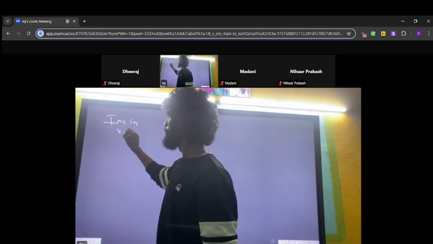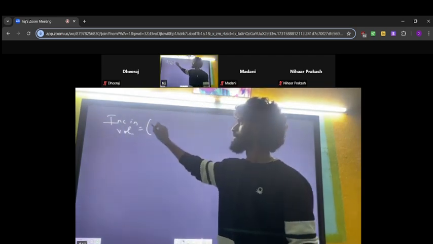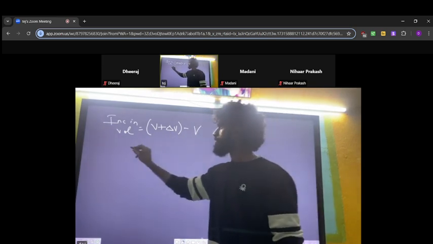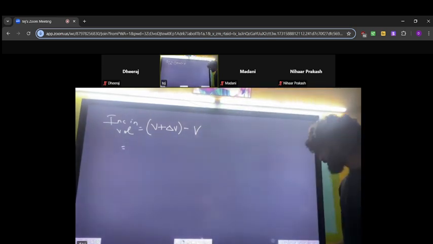Increase in volume will be equal to, after heating was what? V plus delta V. Before heating was volume V. Do we know both the answers? Yes. Careful. Let's focus here.